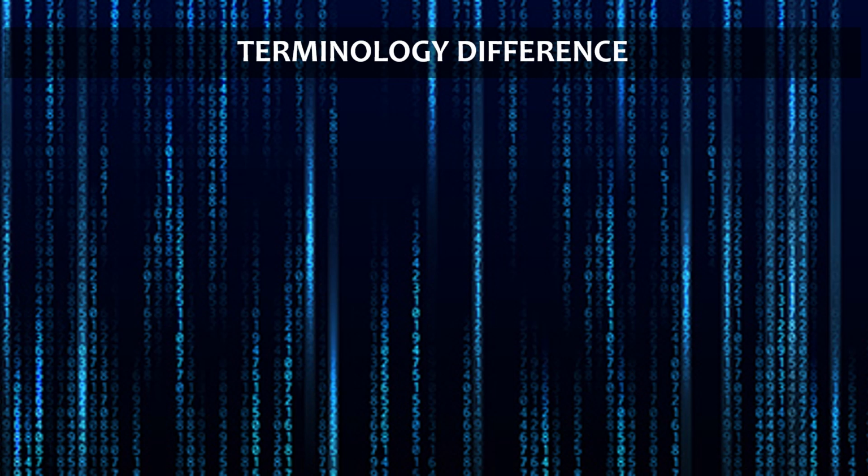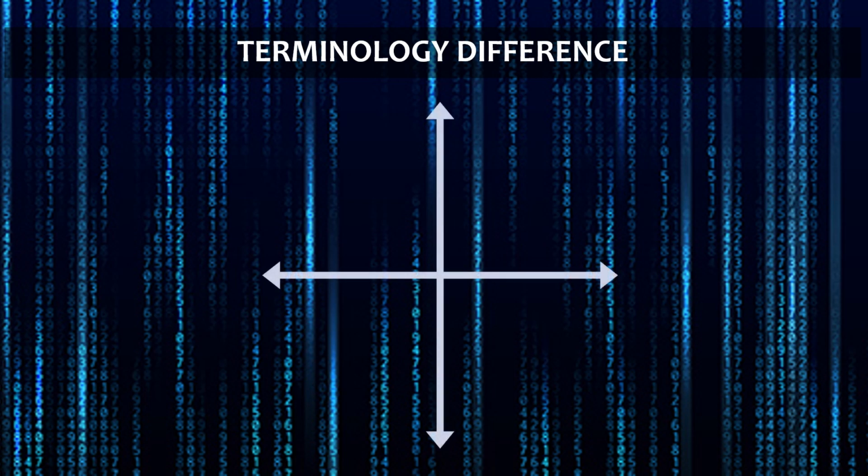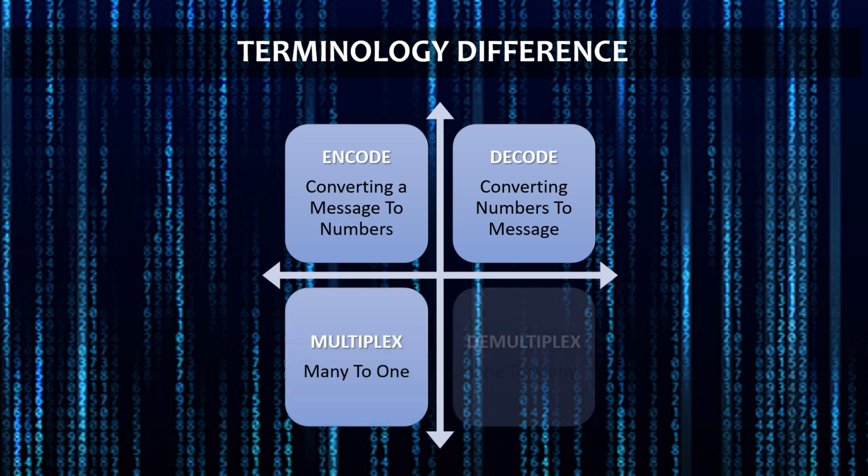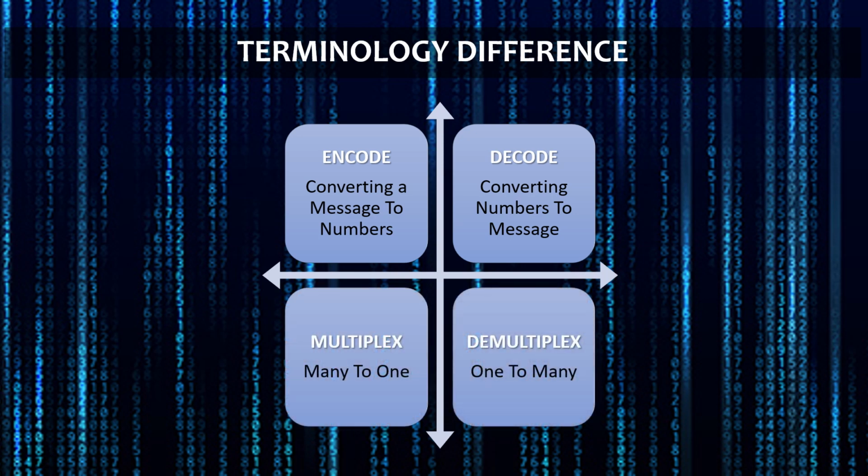Before we start with multiplexing and demultiplexing in detail, first let's understand the difference between some terminology like encoding and decoding. We know the meaning of encoding and decoding. Encoding means converting message to numbers and decoding means converting numbers to message. So in short, encoding and decoding processes are related with the data conversion or the data type conversion, while multiplexing and demultiplexing are terms related with the traveling of the signals, that is, how data will travel from one location to another location.